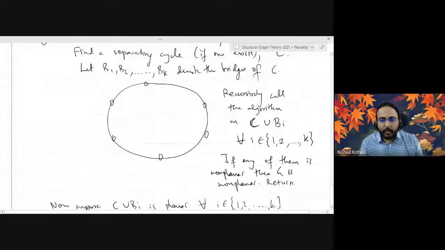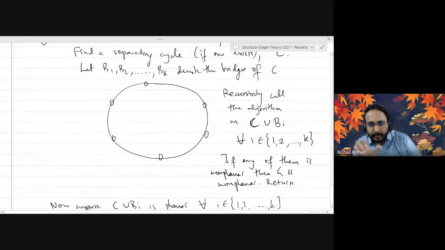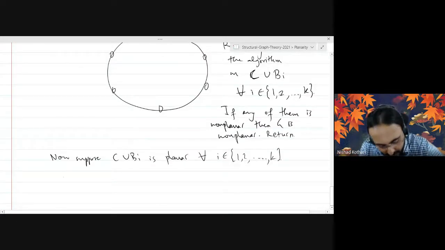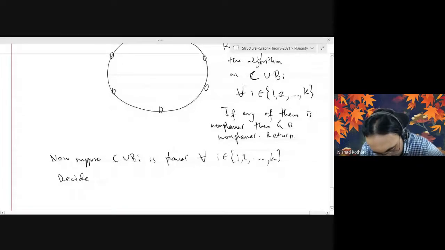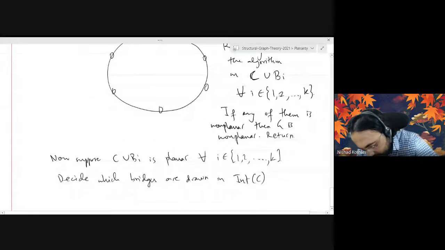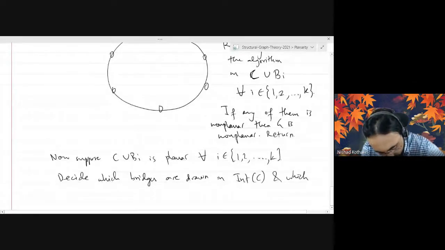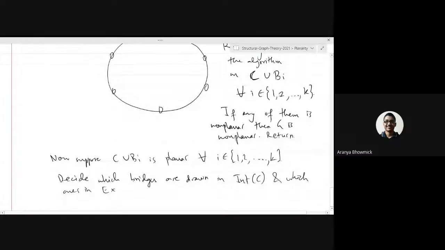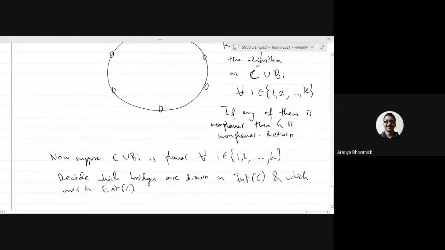Now what you have to decide is which bridges to draw inside and which bridges to draw outside. Can you always do that or can you not do that? So the main decision you have to make is which bridges are drawn in the interior of C and which ones in the exterior of C. So basically, we have a collection of k bridges B1 to Bk, and each of those bridges is planar. We know, because if some is non-planar, then G is non-planar. So if every bridge is planar, we know every bridge will either be an external bridge or an internal bridge.